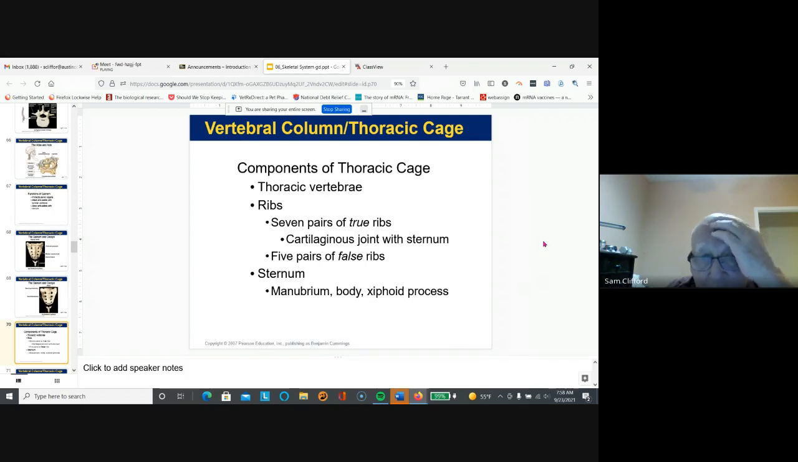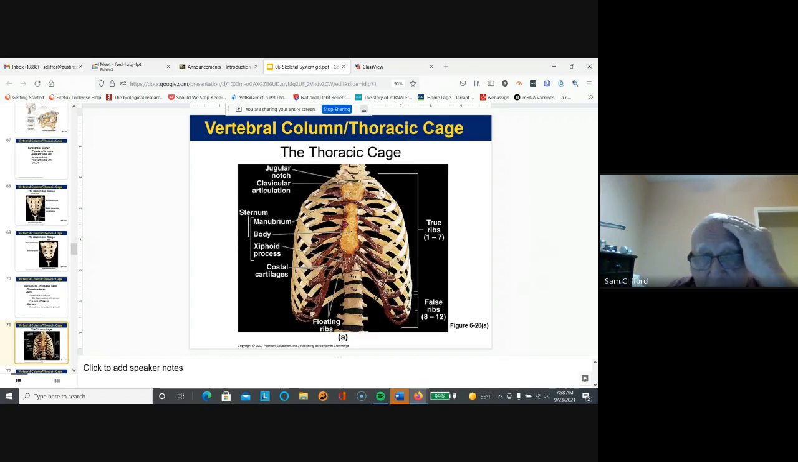So we're going to look at the thoracic cavity formed by true ribs and false ribs and the sternum. The sternum has the upper portion called the manubrium, the sternal body, and the xiphoid process. True ribs are 1 through 7. False ribs are 8 through 12. The true ribs are attached directly to the sternum by the cartilage here, the costal cartilages. So you should know these structures.